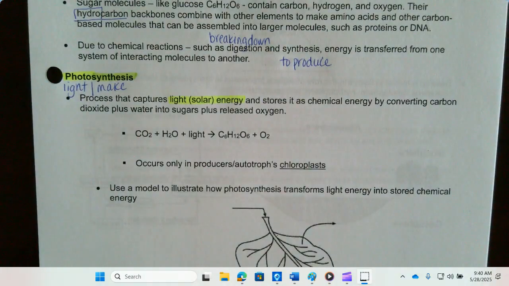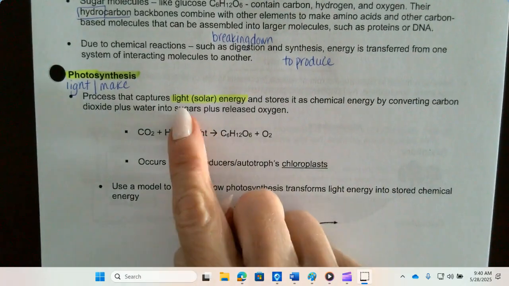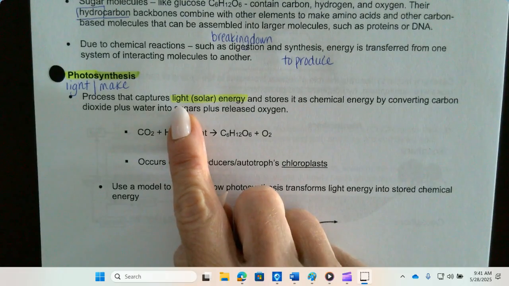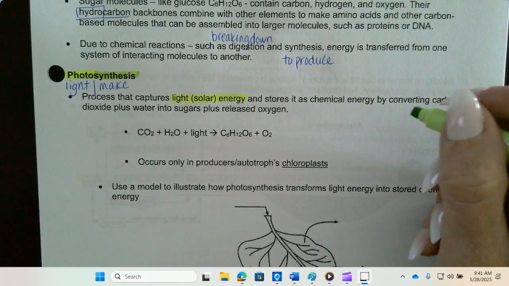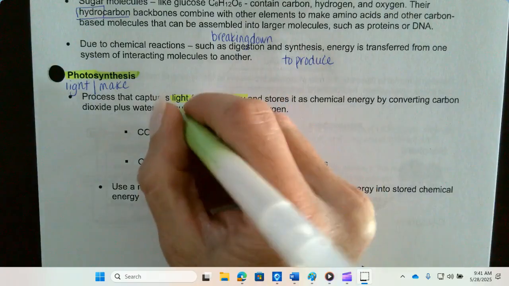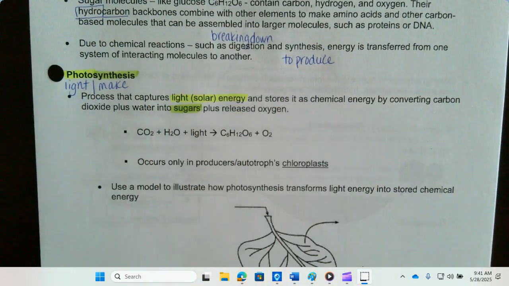But really, what we just want to make sure that we are looking at, or trying to find, are those key words. We know the process that captures light, which could also be called solar energy, and stores it in chemical energy by converting carbon dioxide plus water into those sugars. And that's what we're going to be making. We're going to be making the sugar. The formula is going to be really important to know.